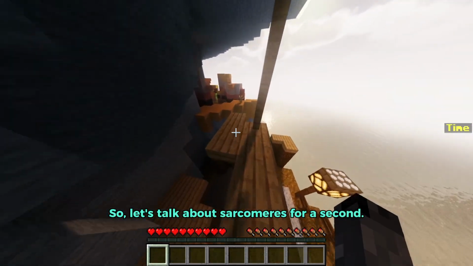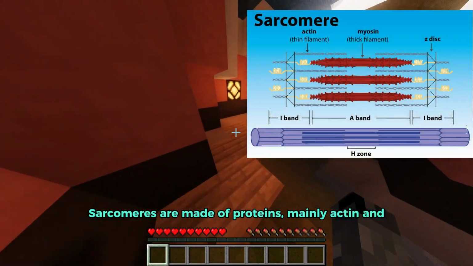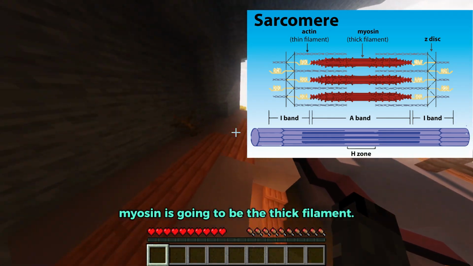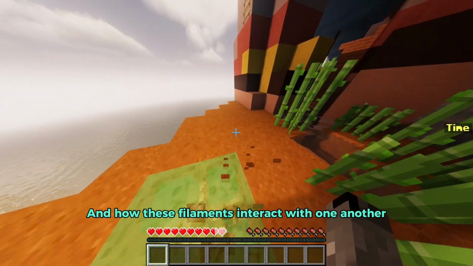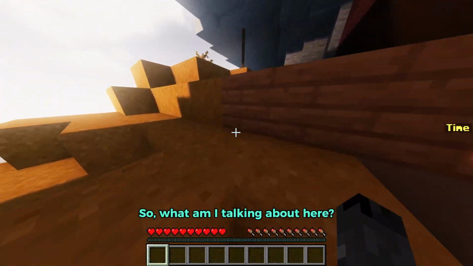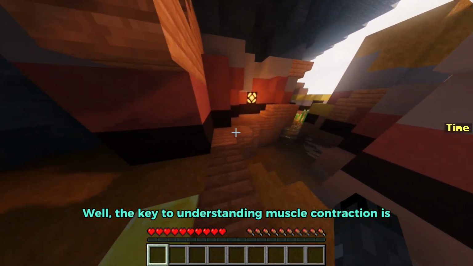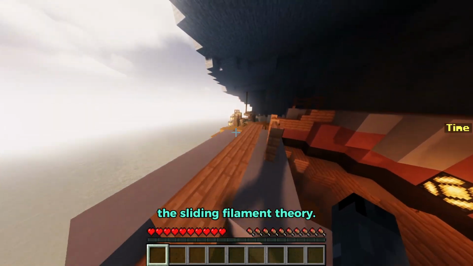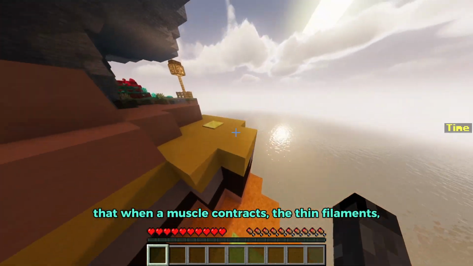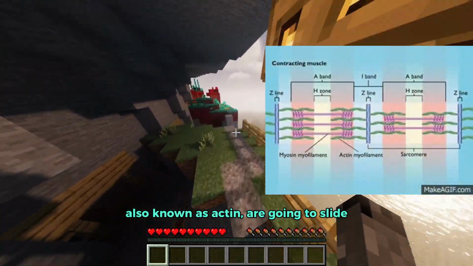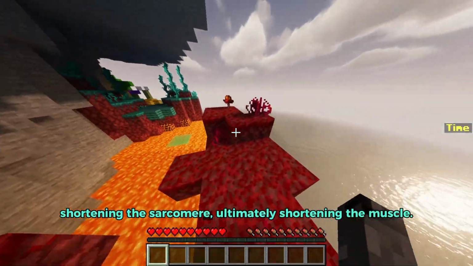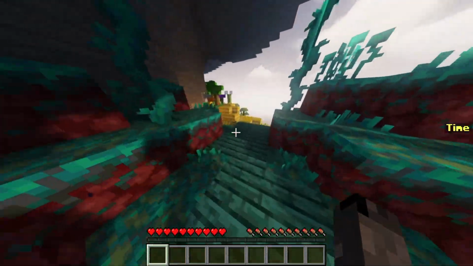So let's talk about sarcomeres for a second. Sarcomeres are made of proteins, mainly actin and myosin. Actin is going to be the thin filament, myosin is going to be the thick filament. And how these filaments interact with one another is what powers muscle movement. So what am I talking about here? Well, the key to understanding muscle contraction is the sliding filament theory. And so what this theory states basically is that when a muscle contracts, the thin filaments, also known as actin, are going to slide past the thick filaments, also known as myosin, shortening the sarcomere, ultimately shortening the muscle.